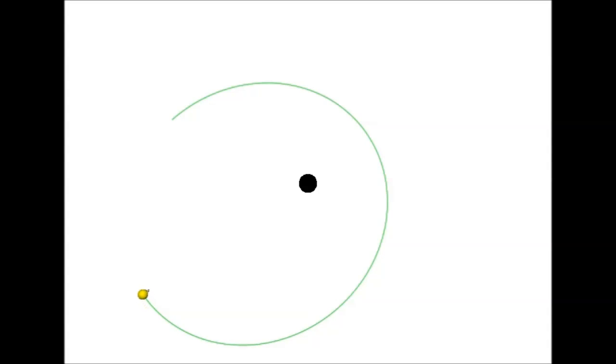Although the magnitude of the net force on the star increases as the star goes through the perihelion portion of its orbit and decreases through the aphelion, the direction of the net force always acts towards the black hole.